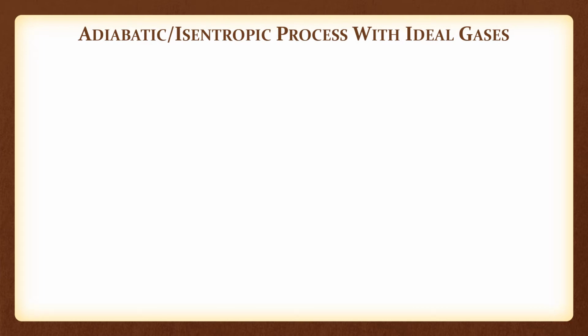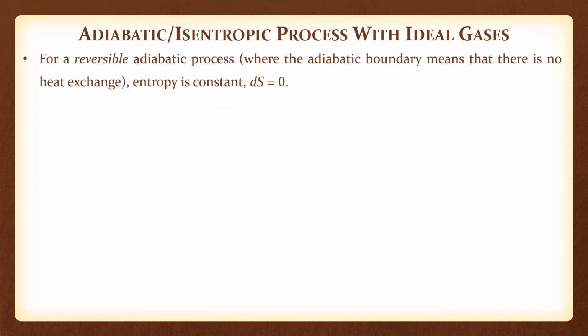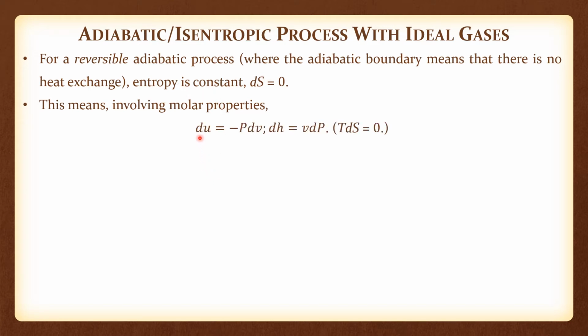So we now look at adiabatic or isentropic processes with ideal gases. For a reversible adiabatic process, there is no heat exchange. Entropy is constant, dS is 0. For an irreversible adiabatic process, there is still no heat exchange, but dS is greater than 0. So using molar properties, dU is TdS minus PdV. TdS is 0, and therefore dU is minus PdV. dH is VdP. We are looking at a fixed 1 mole of ideal gas.